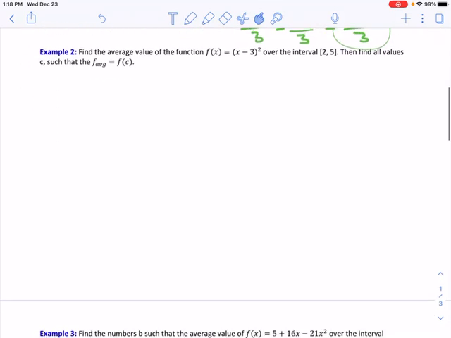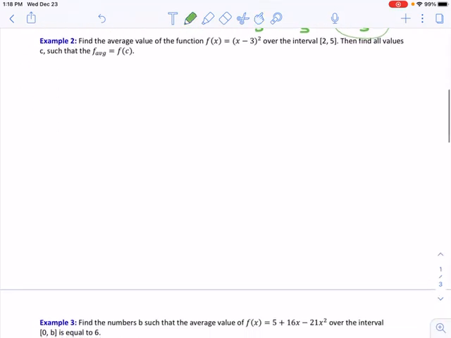This is a little extra twist at the end of this problem. So we want to start off by finding the average value of this function over this interval. And then the second thing we need to do is find all the values of c such that the average value is equal to the function evaluated at c. And we want to find out what that value of c is. So let's start by finding the average value.